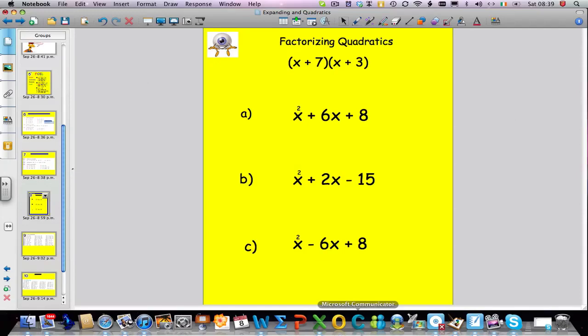Last video we just recapped how to expand two brackets, and we always ended up with a quadratic. So let's just quickly recap what we did. We did expanding two brackets using FOIL.